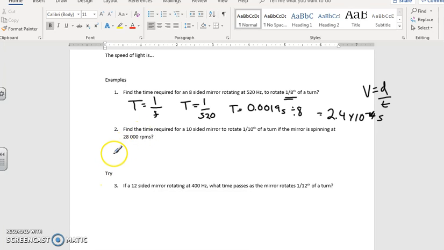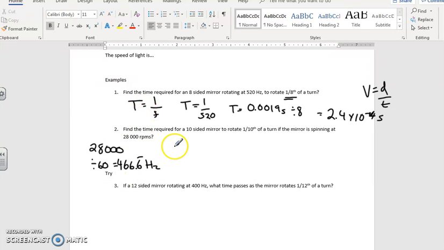A second example here. Here we've been given this in rounds per minute. That's what RPM stands for, rounds per minute. And so first of all, we're going to take the 28,000 RPM and divide it by 60 in order to get how many rounds per second, or 466.6 rounds per second, which we know is a hertz. And so that is your actual frequency.